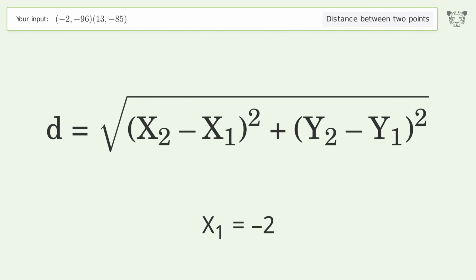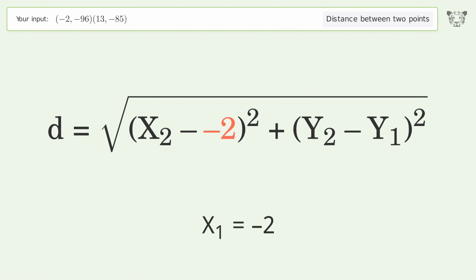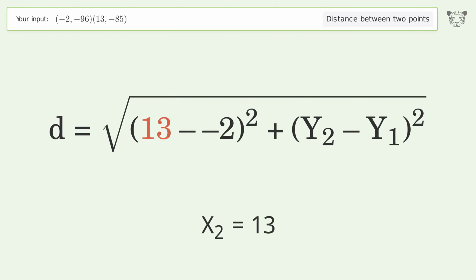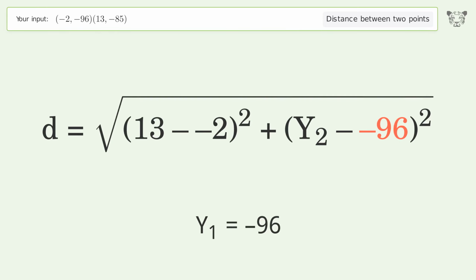x1 equals -2. x2 equals 13. y1 equals -96. y2 equals -85.